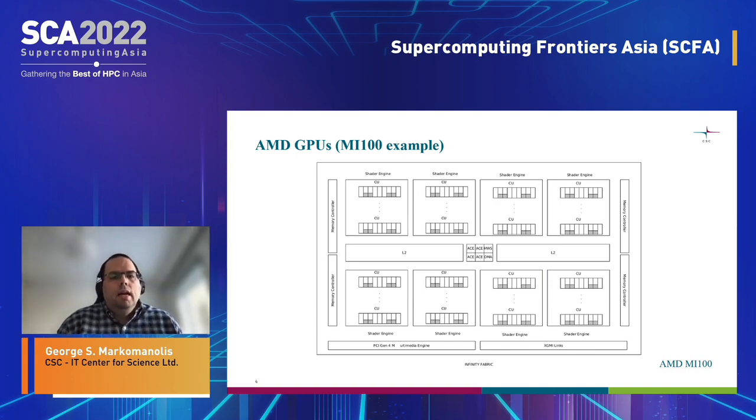So basically, here is a mock-up of the GPU that we use. This is not the one on LUMI, it's a previous generation. What you can see is that it has 8 shader engines with 16 compute units each. So there are 128 compute units in total, but only 120 are available. This is important because we use this metric to tune some codes.